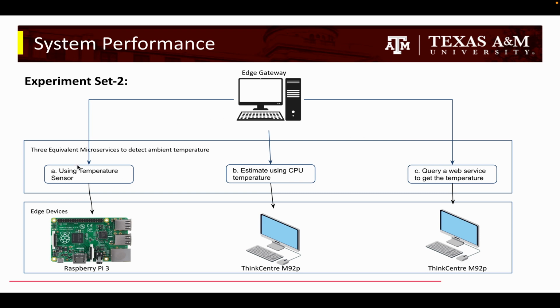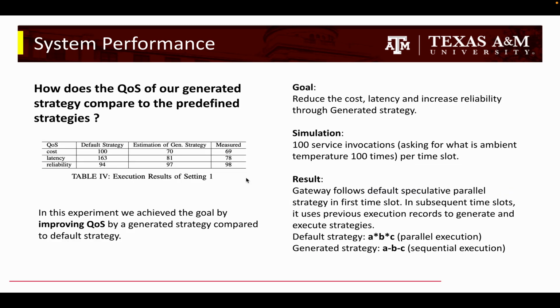Please take a closer look at this A, B, C as we use these notations in the further slides. Using the above evaluation setup, we compare the generated strategy QoS with the predefined default strategy. In this experiment, our goal is to improve the QoS attributes compared to the previous predefined strategy. That means to reduce the cost and latency and increase the reliability.